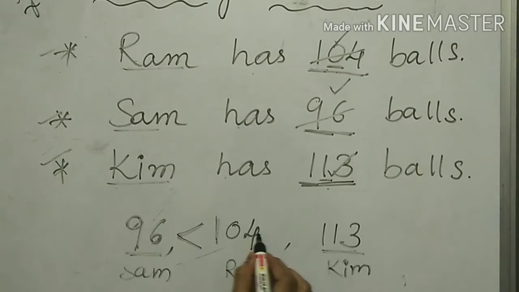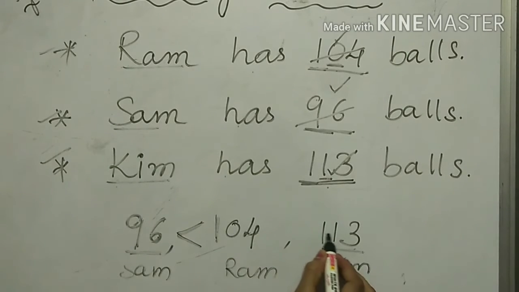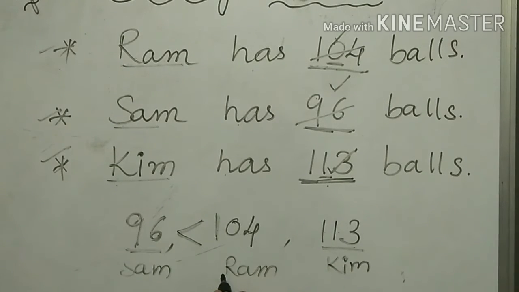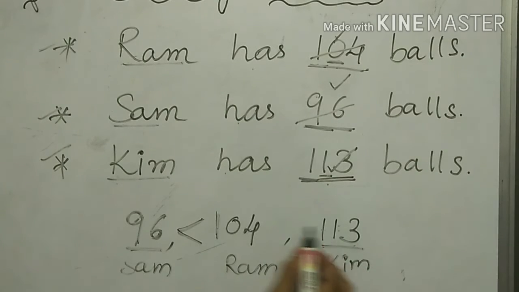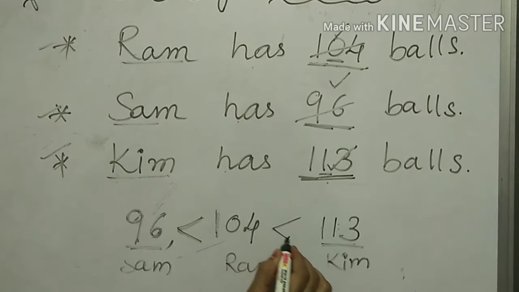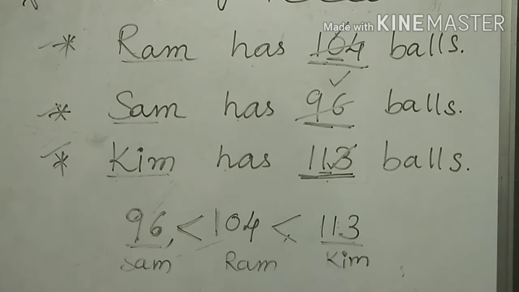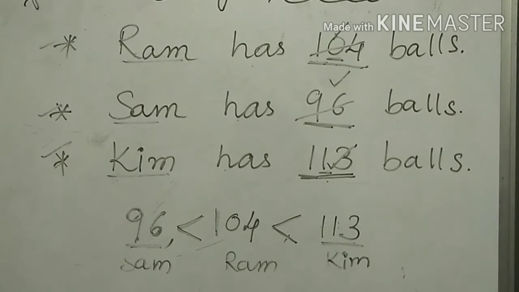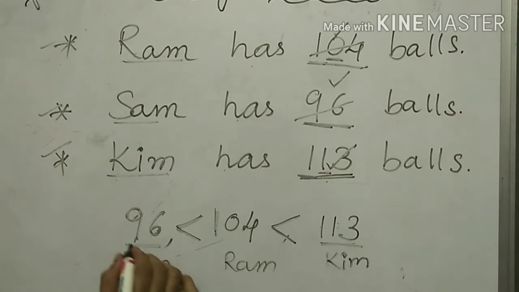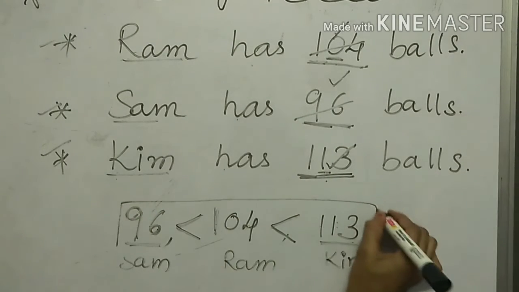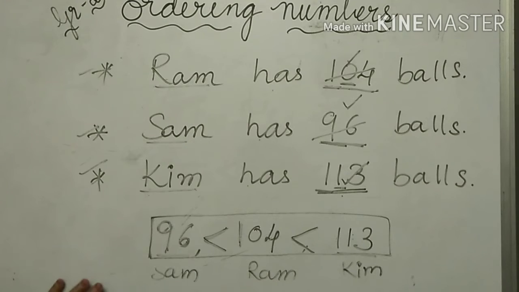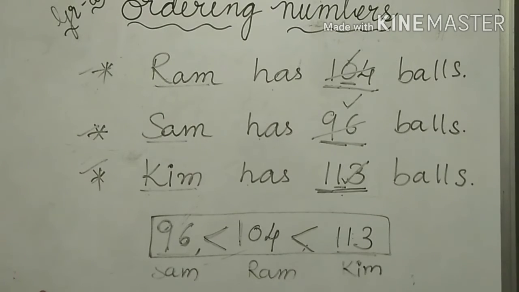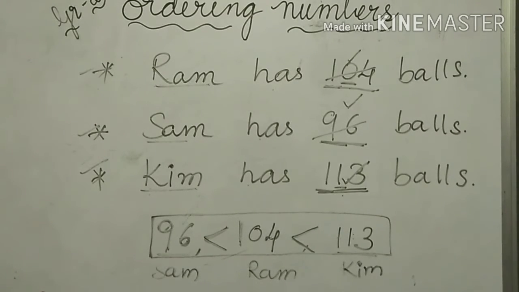Now, 104 and 113, which is the greater number? Right, 113. So the open side of the symbol should be towards 113. So this is the order used. Now you tell me, children, who has the least number of balls?